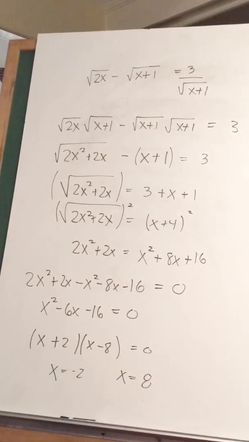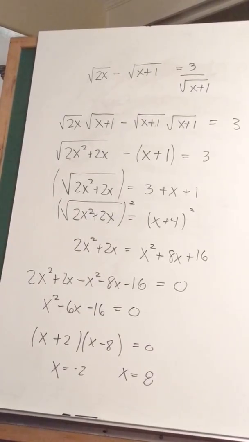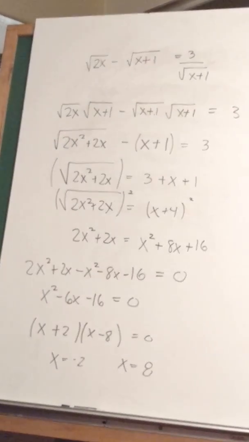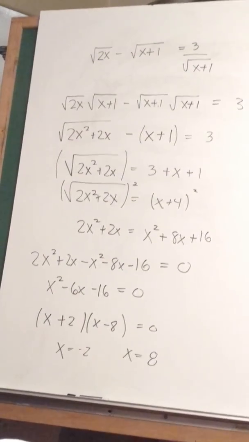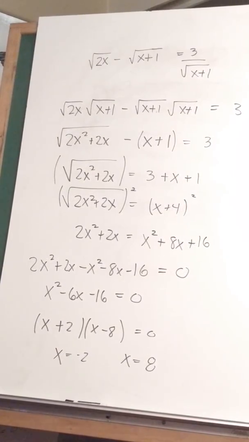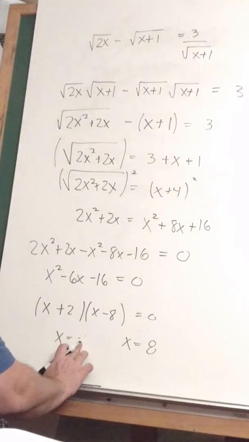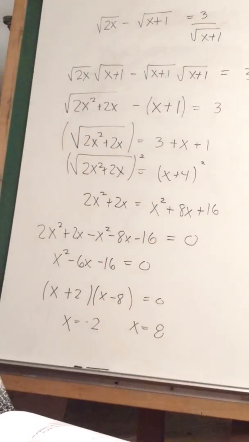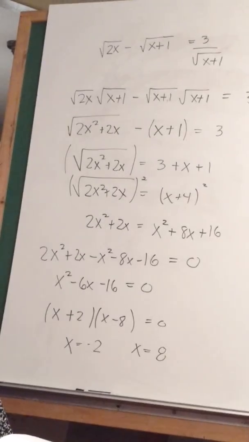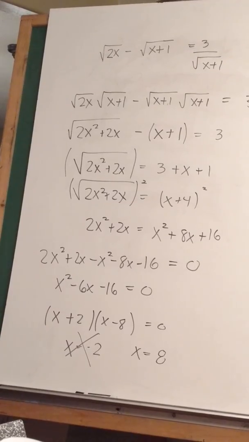Now I did that last step kind of quick. Now here, this is important. When you get to this step, you have to try both numbers in the original statement of the problem. Now look what's going to happen if I put in negative 2. I'm going to get the square root of negative 4, an imaginary number. I can't do that. So this answer is not right, it is invalid. Right?